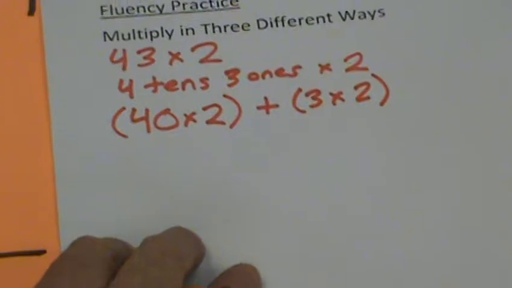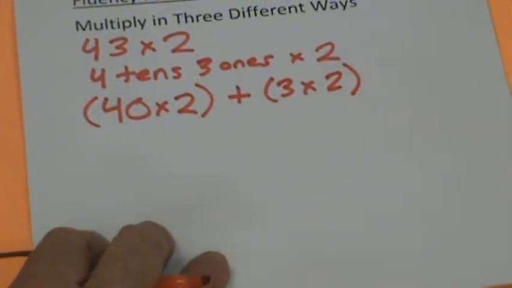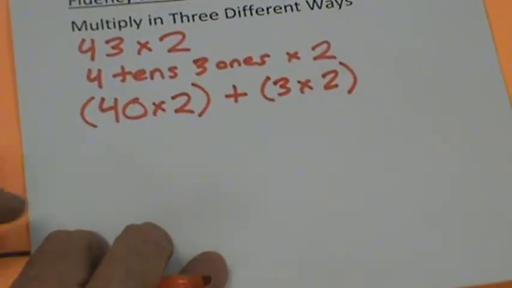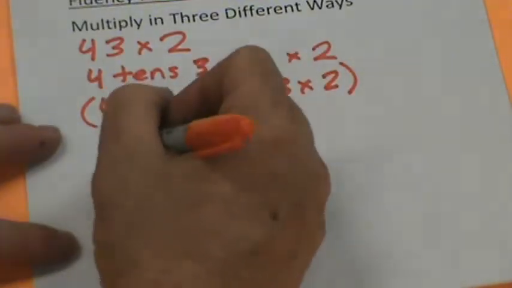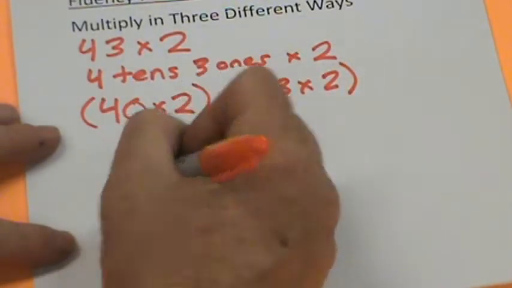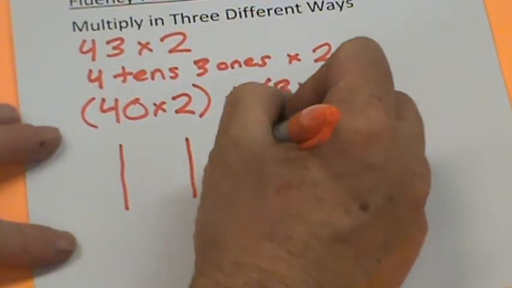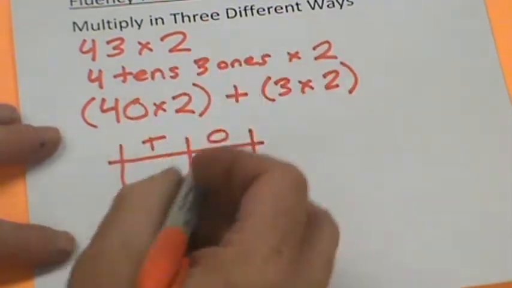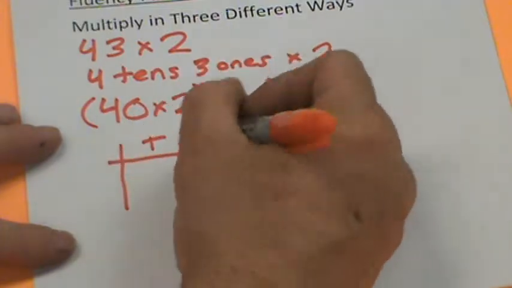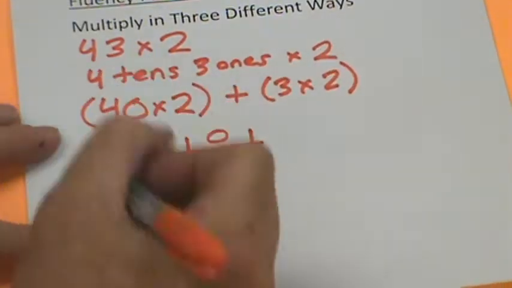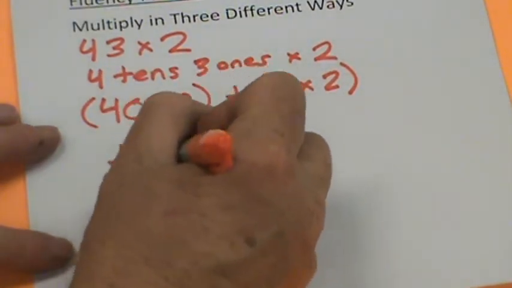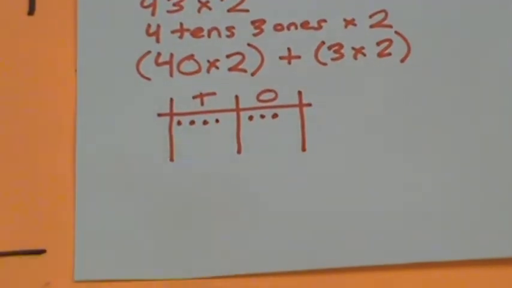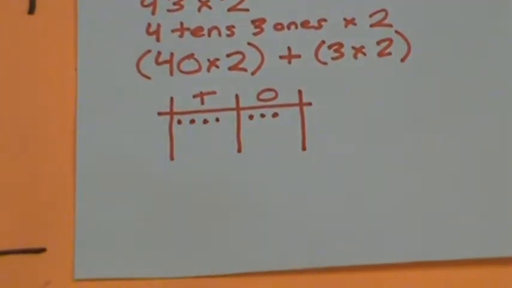Now let's show it using place value disks. Ready? I think I'm just going to need tens and ones. There's ones, there's tens. How many ones do I have? 3. How many tens do I have? 4. So we're looking like that. Now I multiply each of these by 2.